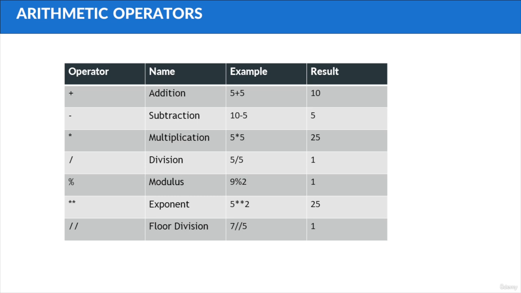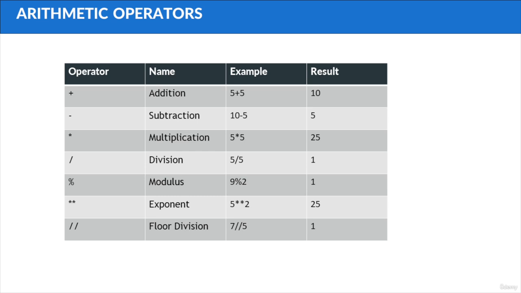Modulus can be used to return the remainder of a division. So for example, 9 mod 2 or 9 modulus 2 would result in 1 because 9 divided by 2 is equal to 4, and it leaves us with a remainder of 1. And then floor division basically discards the decimal point of a division. So 7 divided by 5 would be 1.4, but floor divided would result in a 1, as it just takes the integer part of our division and discards the decimal point.